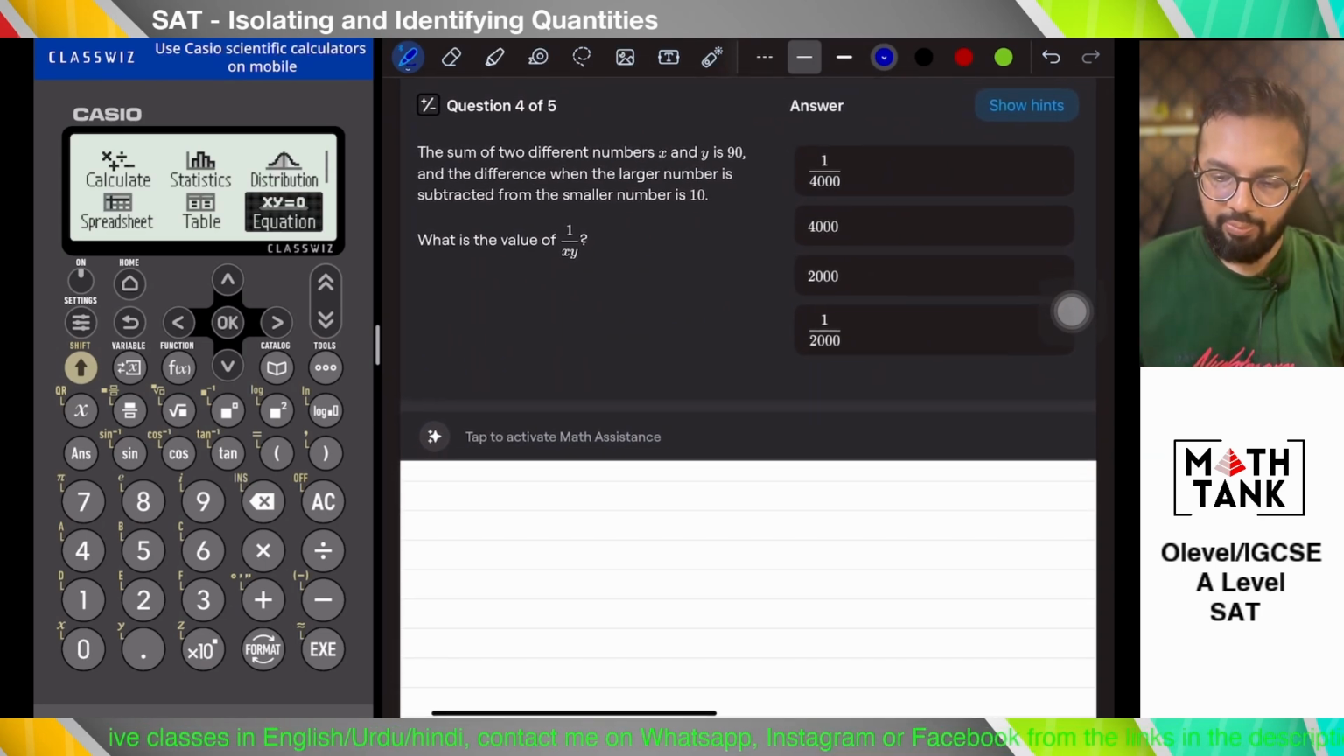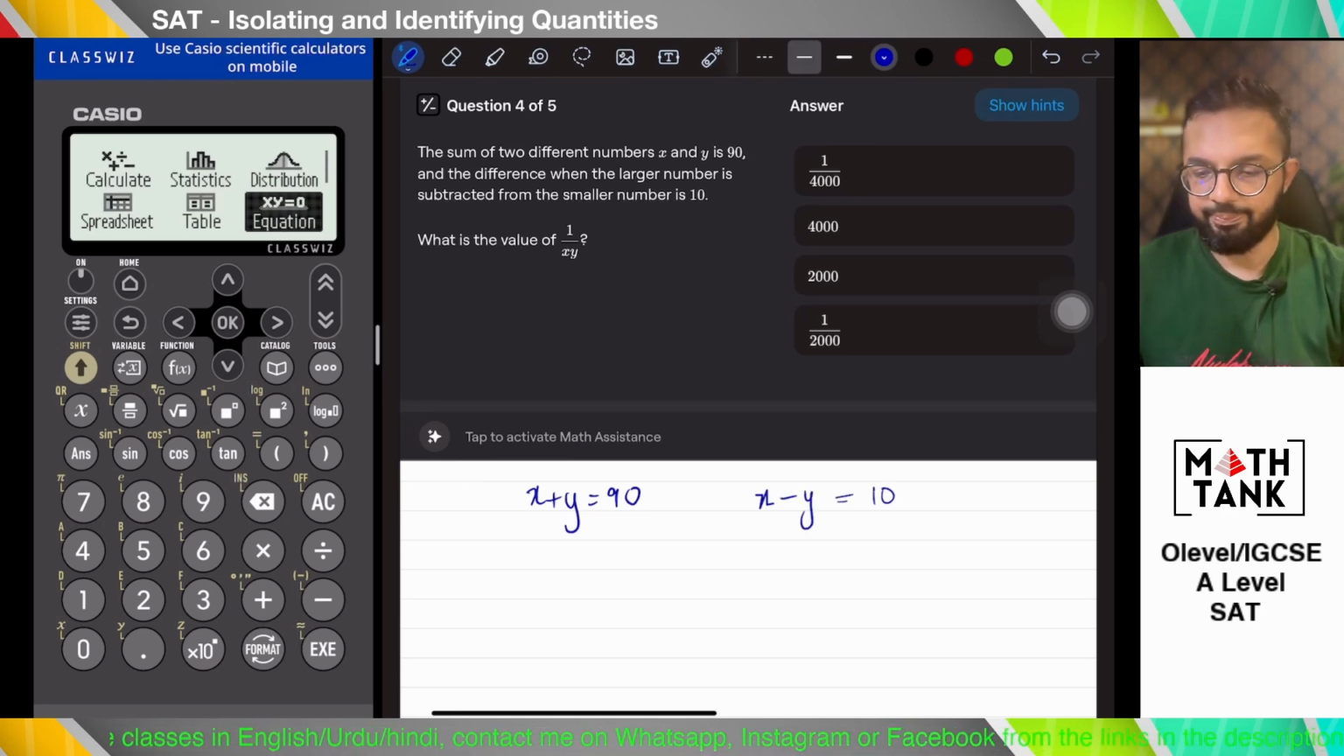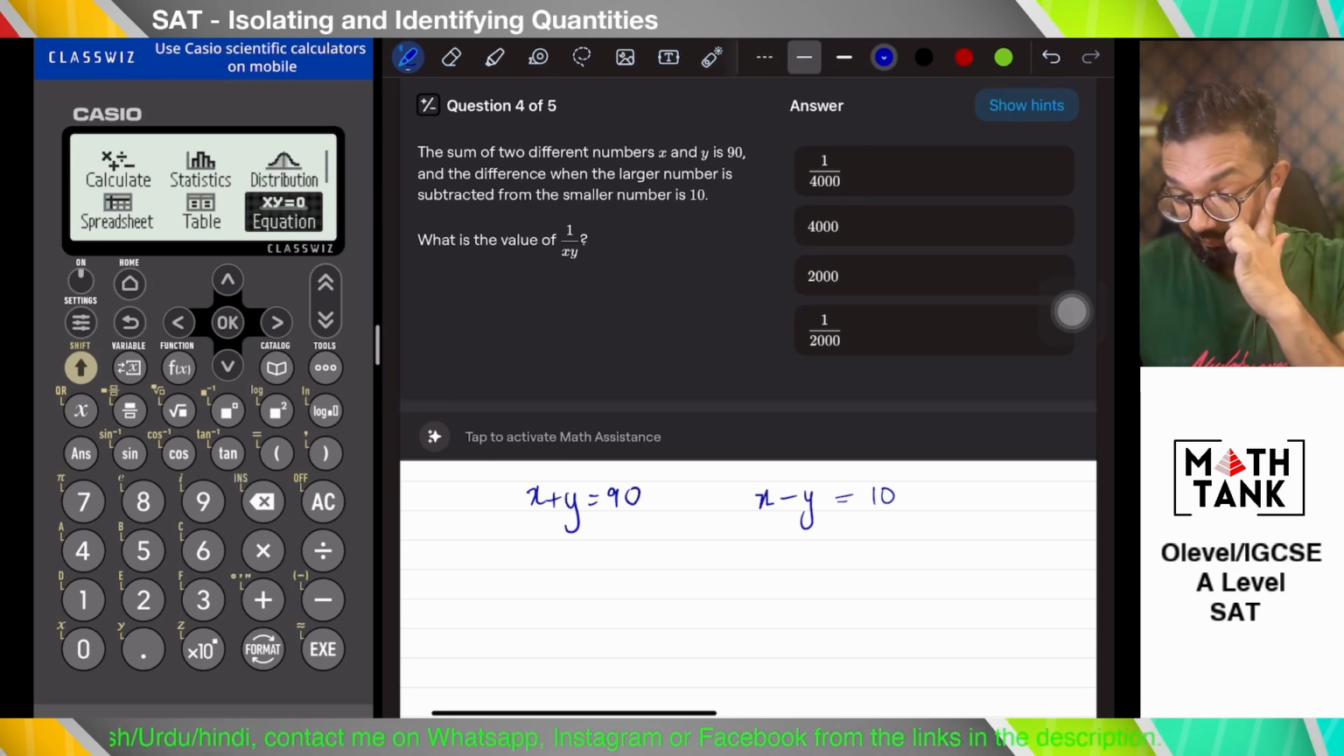The sum of two numbers X and Y is 90, and the difference when the larger number is subtracted from the smaller number is 10. So I can say that x is the larger number when the larger number is subtracted from the smaller number. So let's just say x minus y equals 10. Okay.